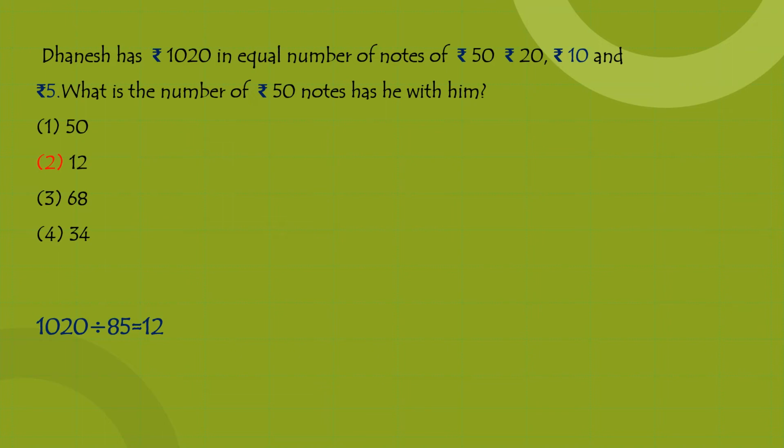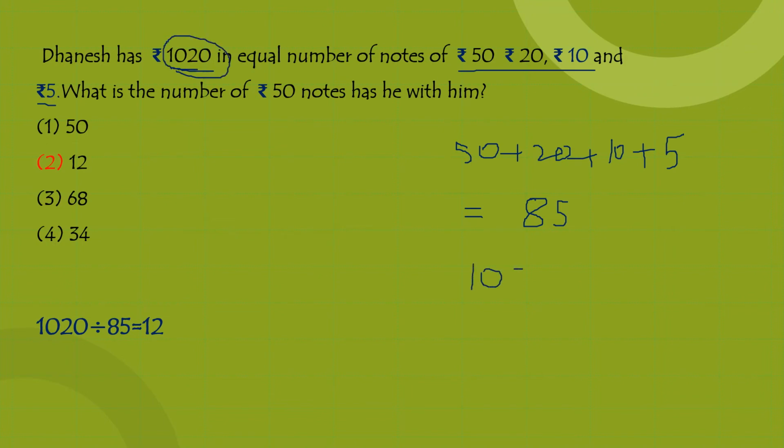If you are still confused, I'll explain it to you again. Dhanesh has this many equal number of notes of 5, 10, 20, 50. If you add 50 plus 20 plus 10 plus 5, it will be equal to 85. Okay, if you want, you can do it and check. It will be equal to 85. So he has how much rupees in total? He has 1020. Okay, you will divide this number by 85, so you will get 12 as the answer. Understood? So which alternative? Alternative number 2 is the correct alternative.